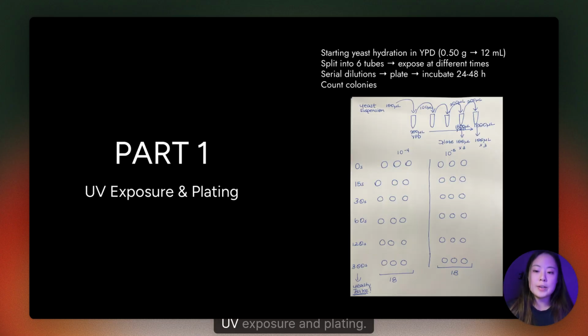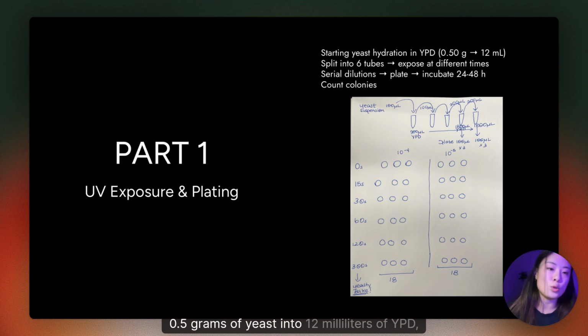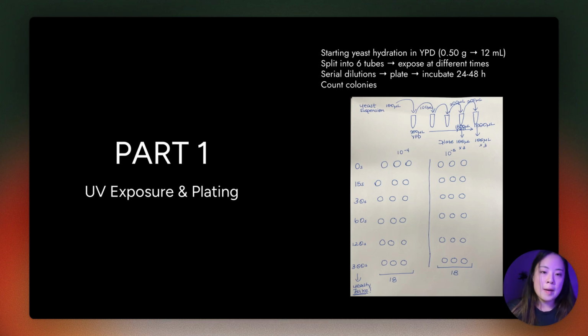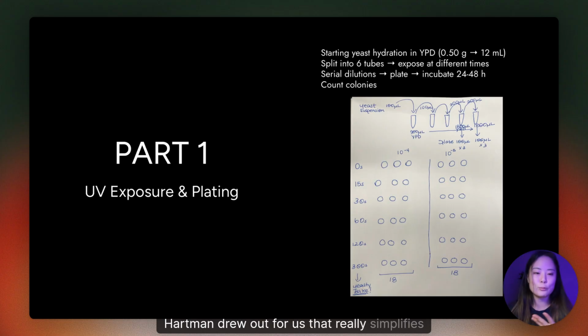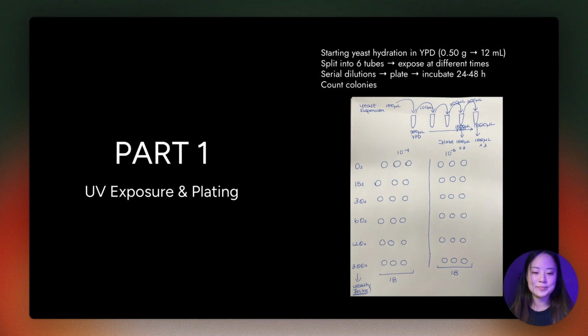So part 1, UV exposure and plating. We started with the yeast hydration in YPD: 0.5 grams of yeast into 12 milliliters of YPD, split into 6 tubes, exposed at different times to UV light, and then we plated them, incubated them 24 to 48 hours, and counted colonies. And this is a really nice little procedure schematic that Dr. Hartman drew out for us that really simplifies everything that I'm saying.